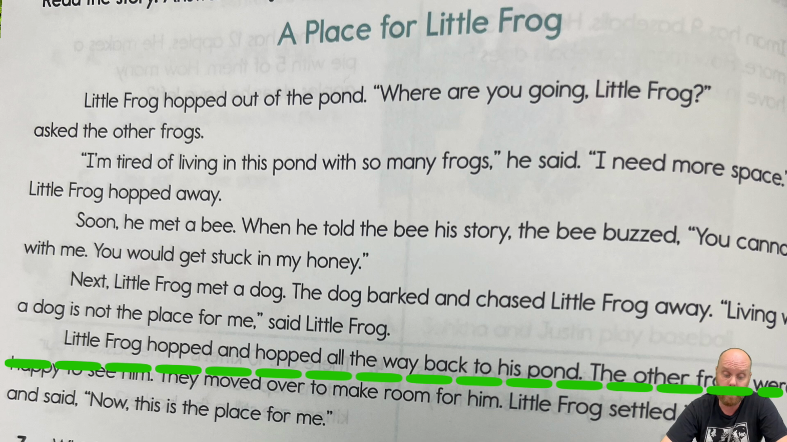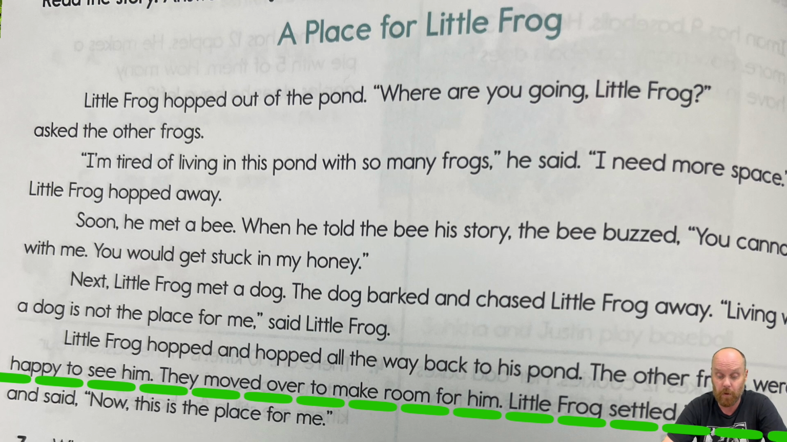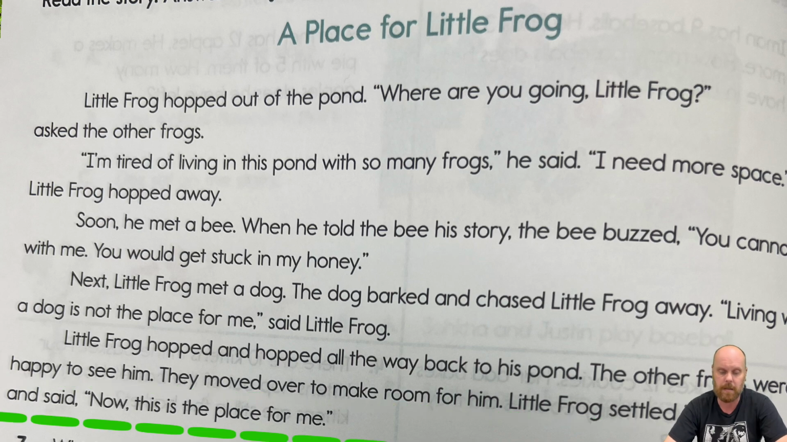Little Frog hopped and hopped all the way back to his pond. The other frogs were happy to see him. They moved over to make room for him. Little Frog settled in, smiled, and said, "Now this is the place for me."